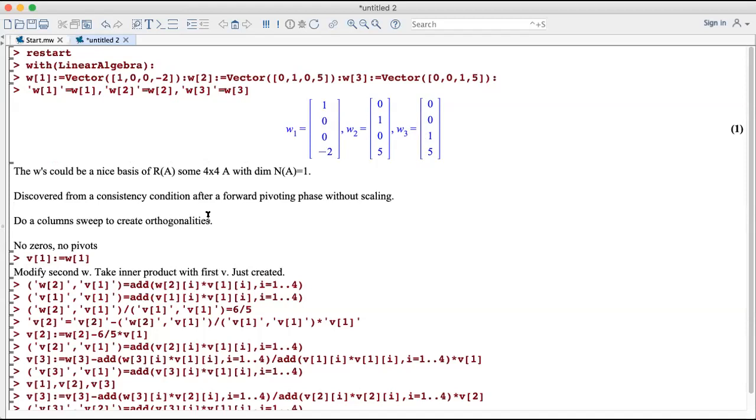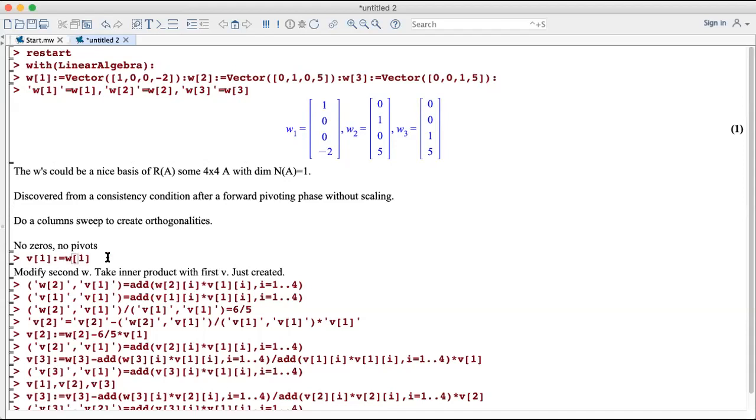Okay, and what we're going to do is a column sweep to create orthogonalities. We're going to change the second one to make it orthogonal to the first one by subtracting a multiple of the first one from it. Then we do the same thing with the third one. Then we have a new second and a new third one, which are orthogonal to the first one. Then we take the second one and do the same trick with the third one: take a multiple of this one, subtract it from this one to make these two orthogonal.